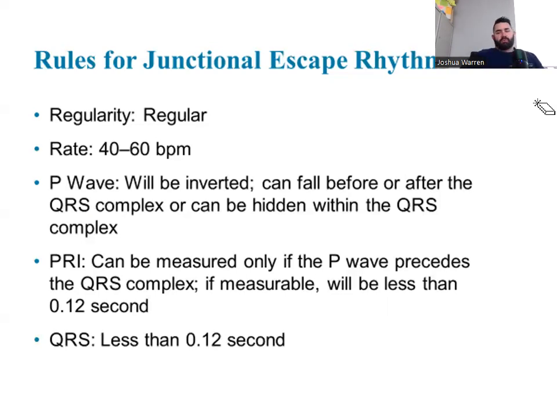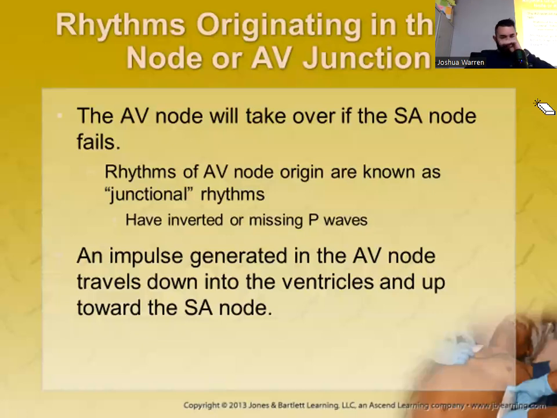So again, the AV node will only take over if the SA node fails. If the king has died, we move our way down the succession line. When that impulse is generated in the AV nodal junction, it will travel down to the ventricles first and then back upwards towards the SA node to depolarize the ventricles.